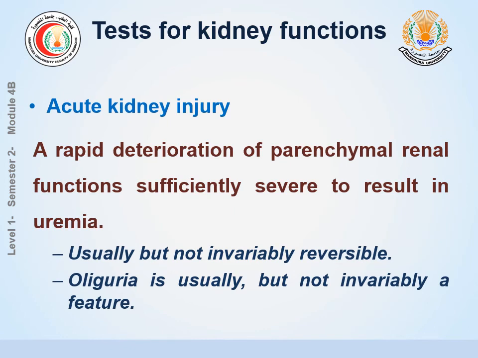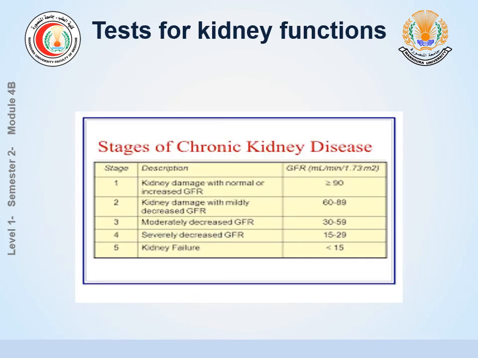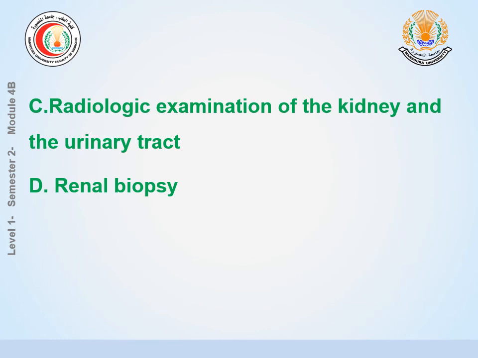In acute kidney injury, there is a rapid deterioration of the kidney function. In chronic kidney disease, the deterioration is very gradual and it is maintained for more than 3 months. The stages of CKD are classified according to the GFR. So we have 5 stages according to the glomerular filtration rate. The 5th stage is the stage of end-stage kidney disease when the GFR is less than 15. Other investigations include radiological examination of the kidney and renal biopsy.